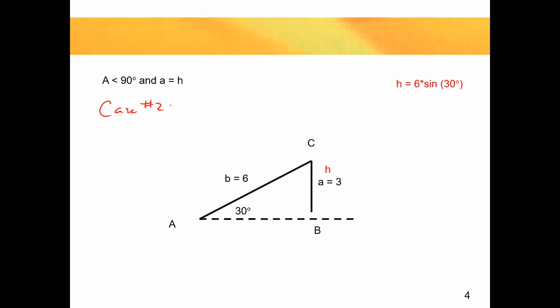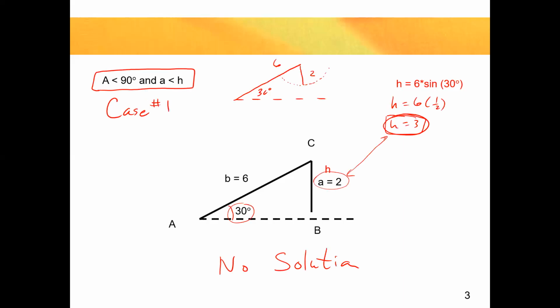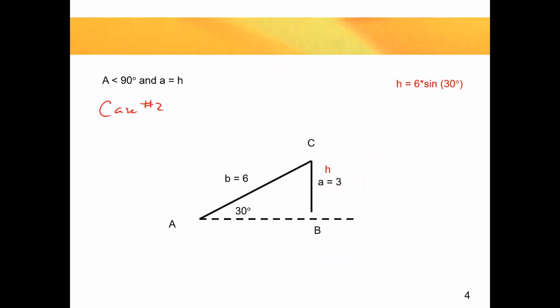So are these rules like A is less than 90 degrees and A is equal to H? Is this true for every triangle? If A is less than 90 degrees and A is equal to H, there's no solution? Hold on real quick here. So this one here was a no solution case, right? This one here, H is equal to A. Now we have a 3 in our hands. So the question is, how long does this side extend? We need a minimum of 3 to get there.